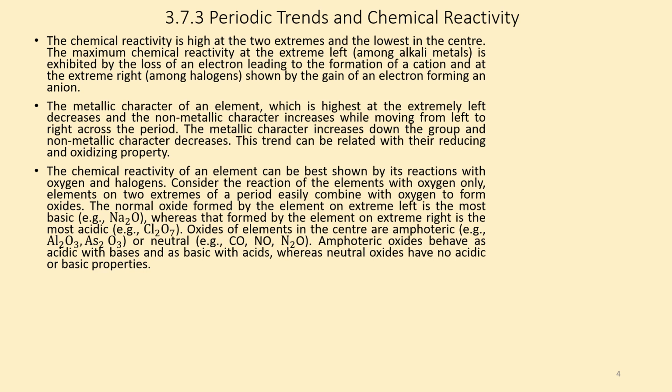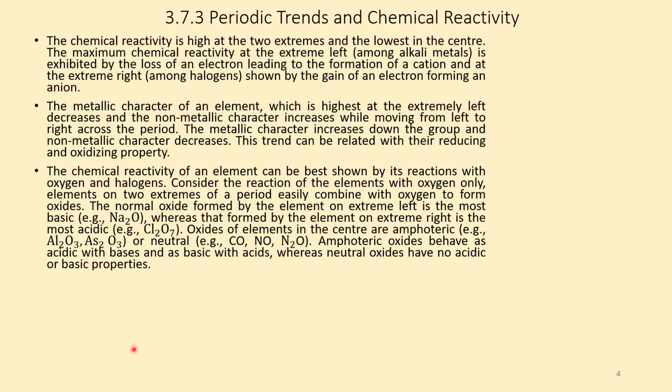The chemical reactivity of an element can be best shown by its reaction with oxygen and halogens. Consider the reaction of elements with oxygen only. Elements on two extremes of a period easily combine with oxygen to form oxides. The normal oxide formed by the element on the extreme left is most basic, example Na2O, whereas that formed by the element on the extreme right is the most acidic.